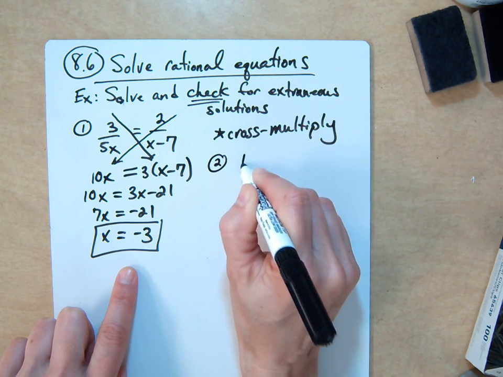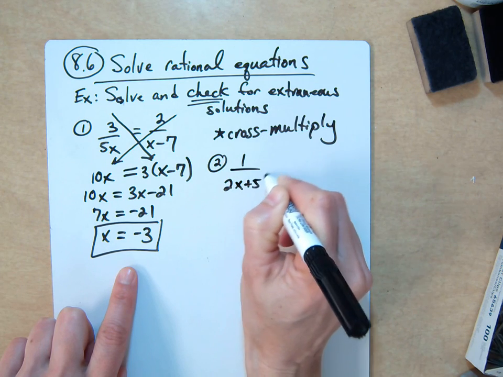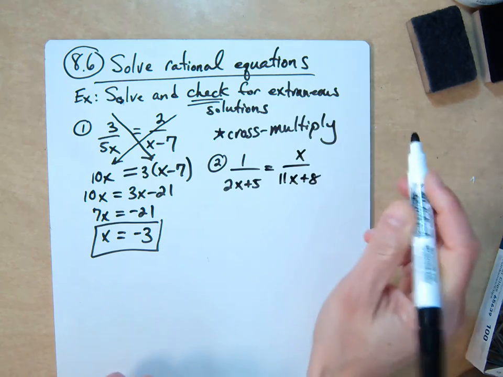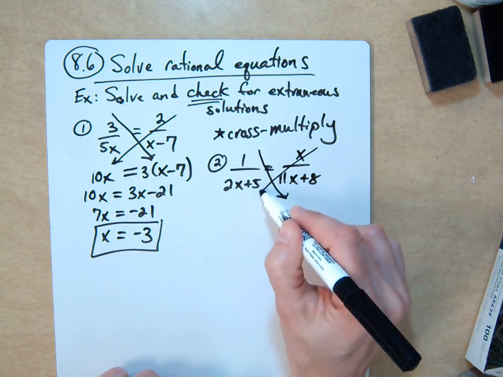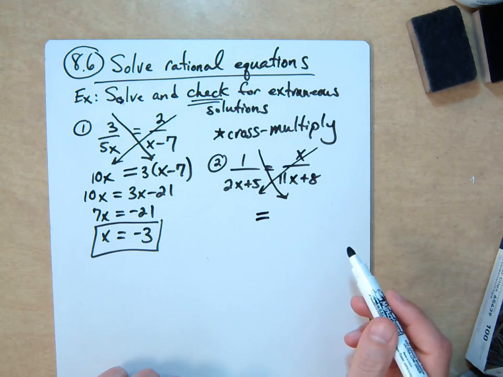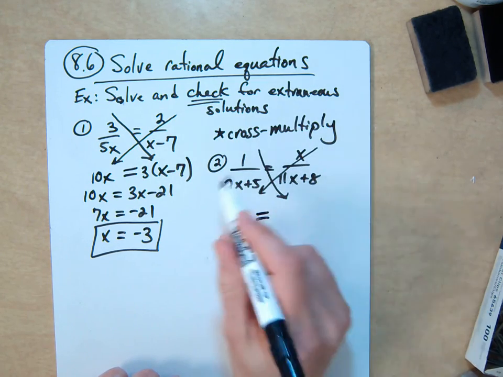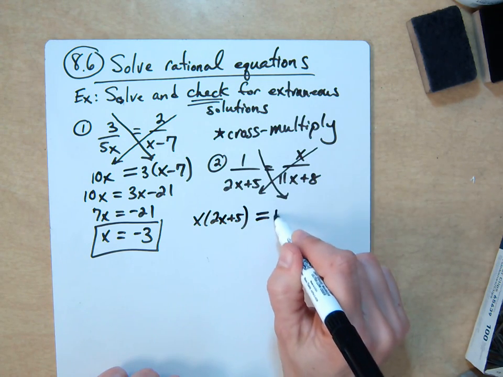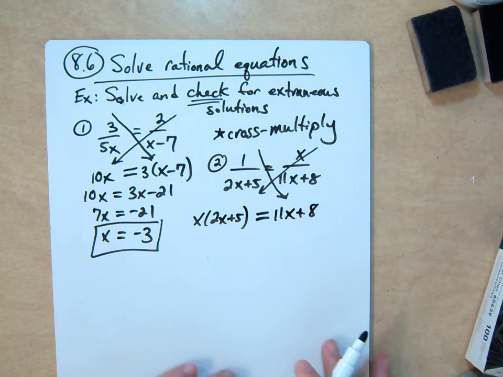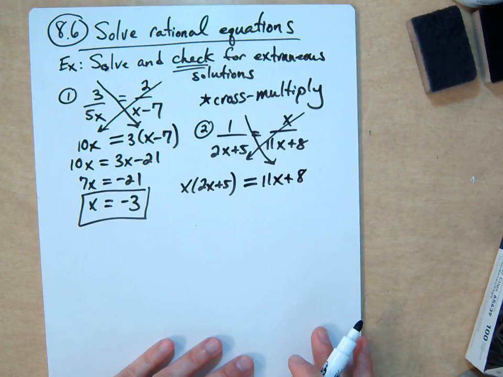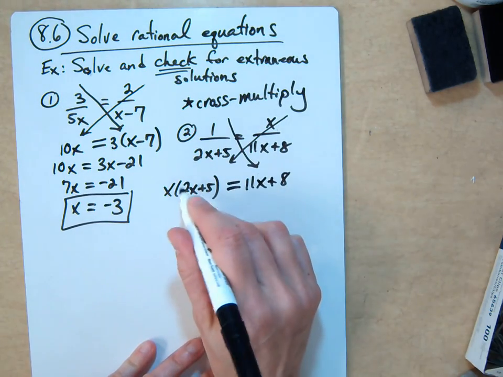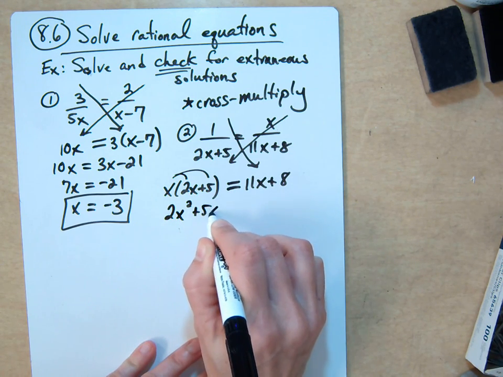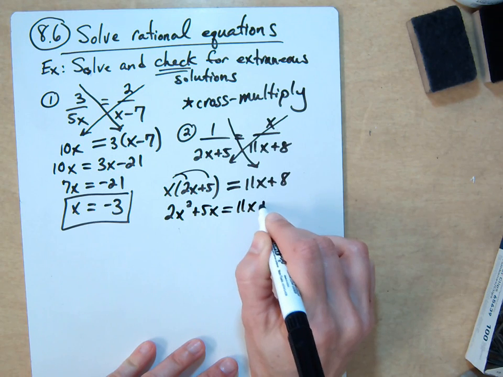Let's try number 2. 1 over 2x plus 5 equals x over 11x plus 8. Again, we're going to cross multiply. You still have an equation, of course. Multiply this way, x times 2x plus 5, and this way is 11x plus 8. Now we just have an equation to solve. You distribute: 2x squared plus 5x equals 11x plus 8.